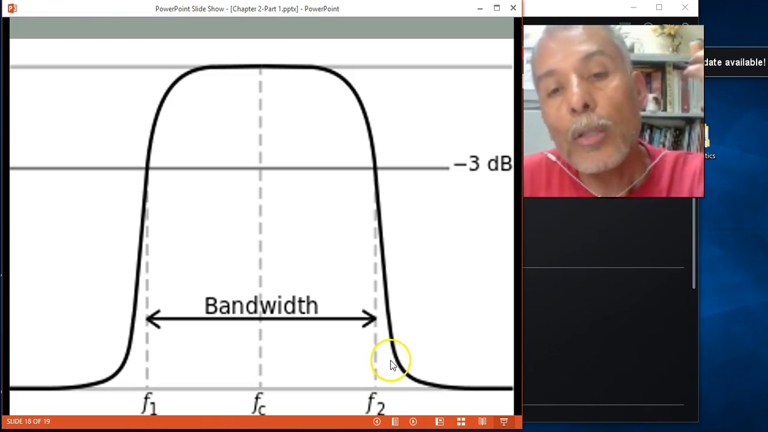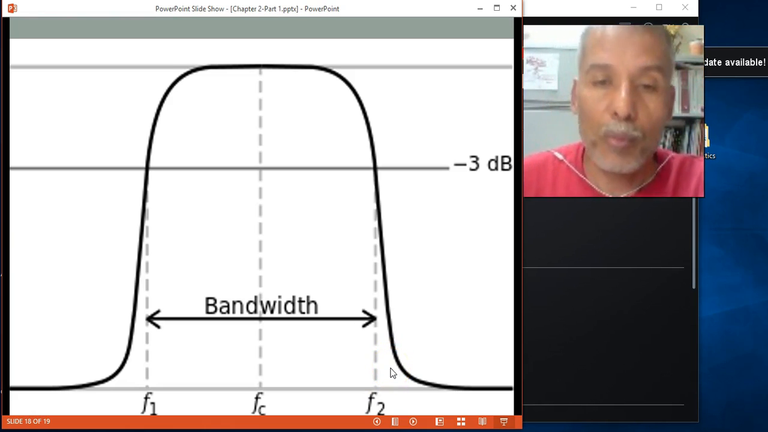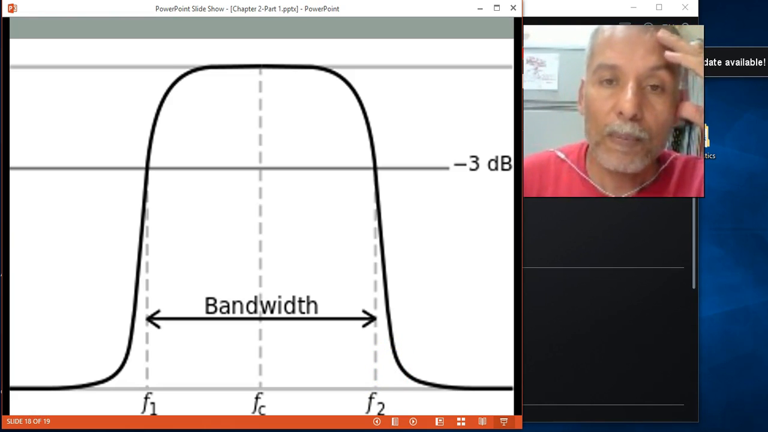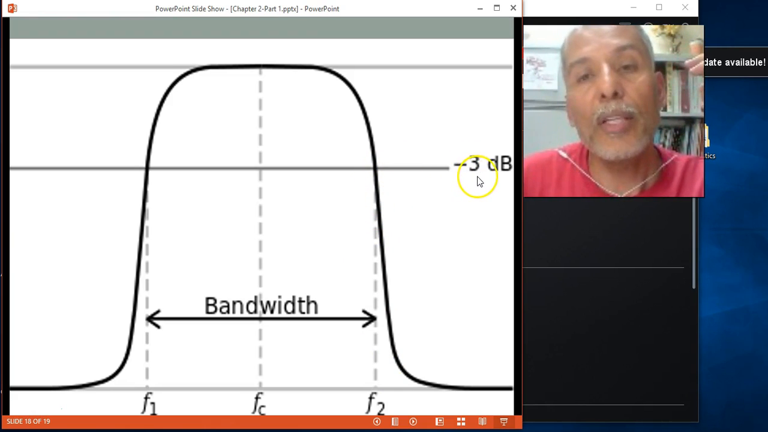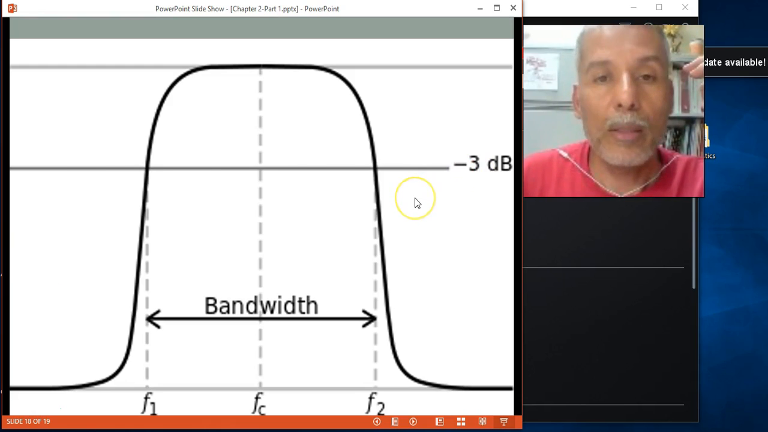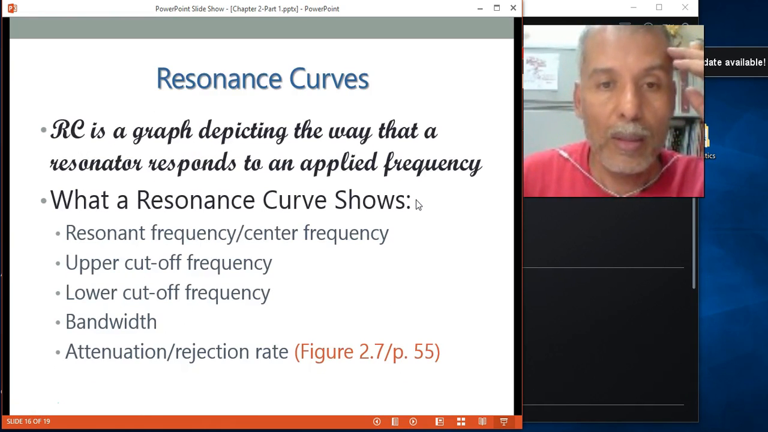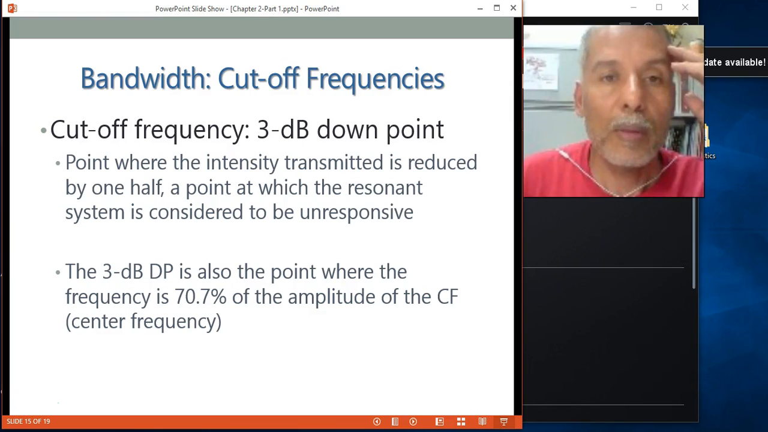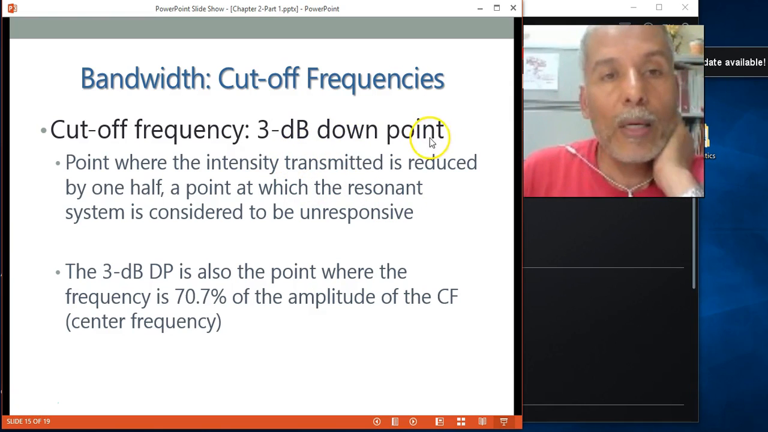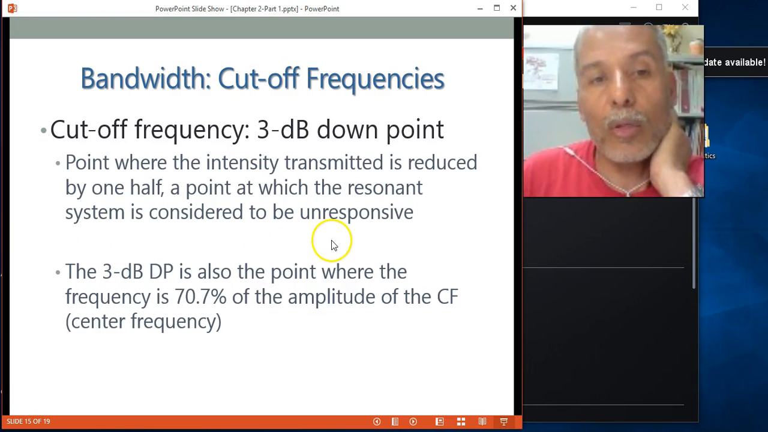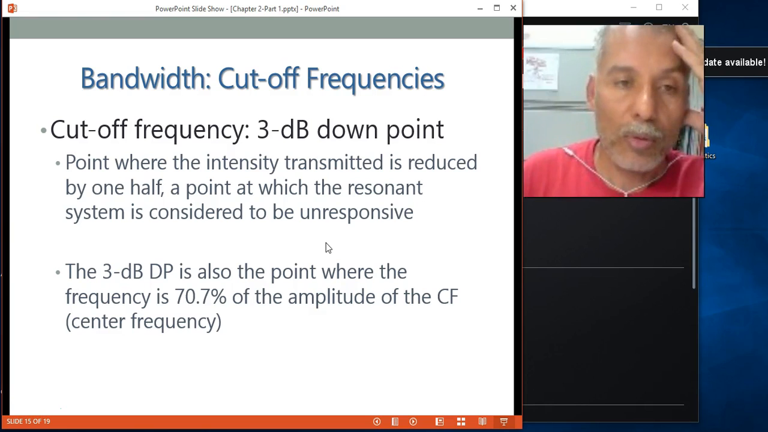And beyond that point, the tube doesn't respond. It starts to reject. And it is here that is called sometimes the -3 decibel point, or the cutoff frequency. So there are two of them, one on the left, one on the right, because what happens on the left is exactly similar to what happens on the right.